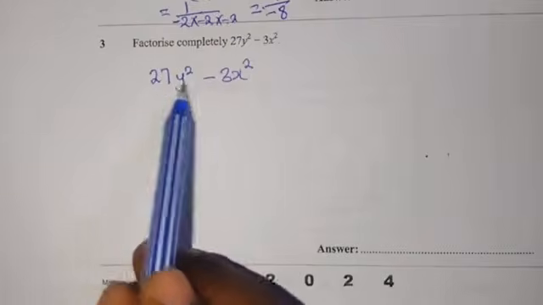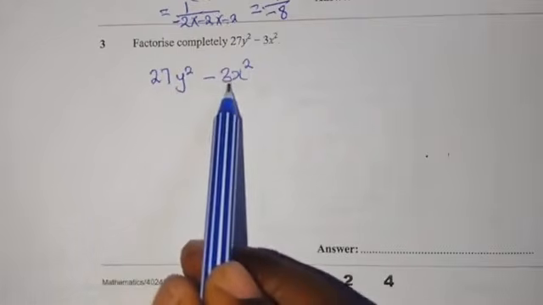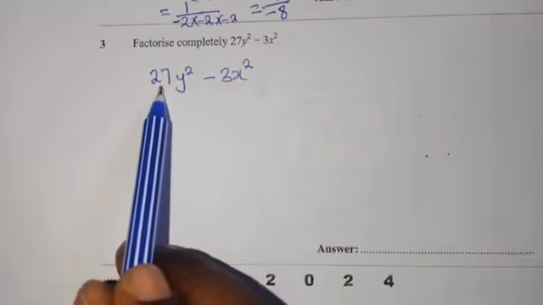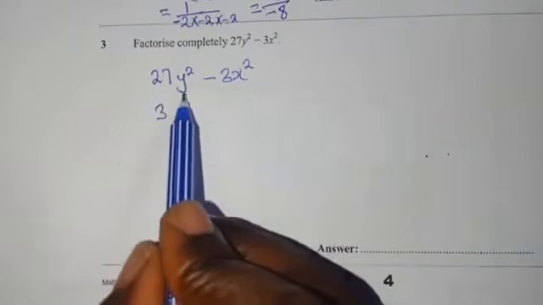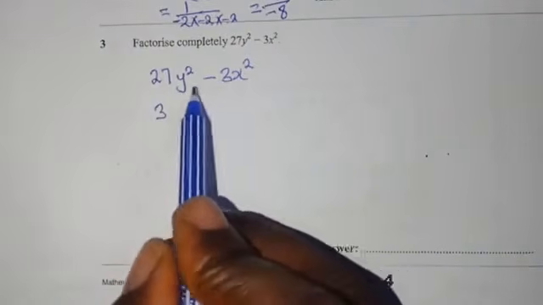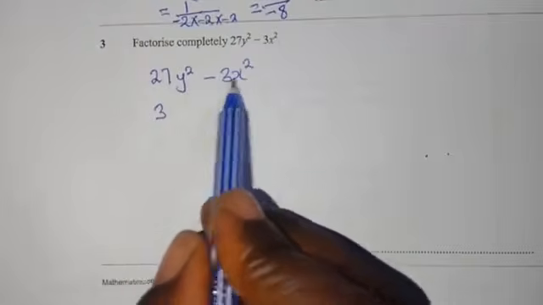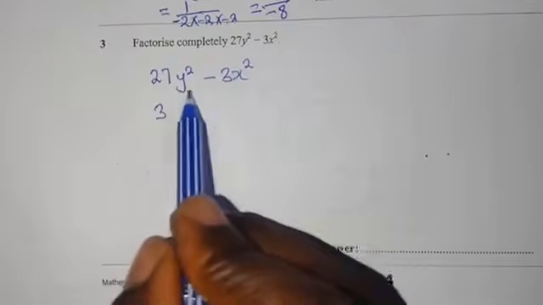So we are going to concentrate on the numbers. We have 27 and the 3. So we need to look for the highest common factor of 27 and the 3. And the highest common factor is the 3. Now here we have y, here we have x. So there is no common letter here, so you can't factor out these variables.